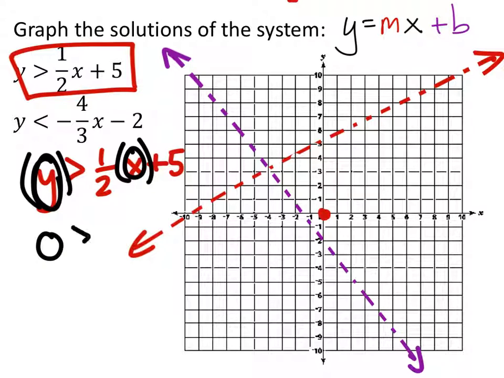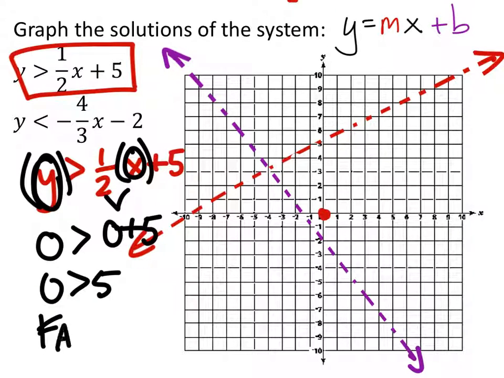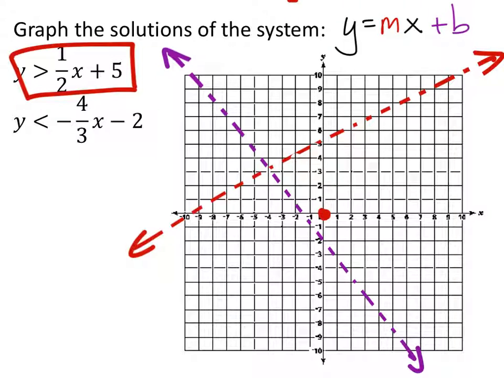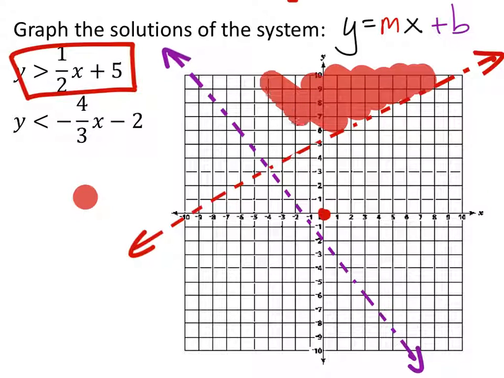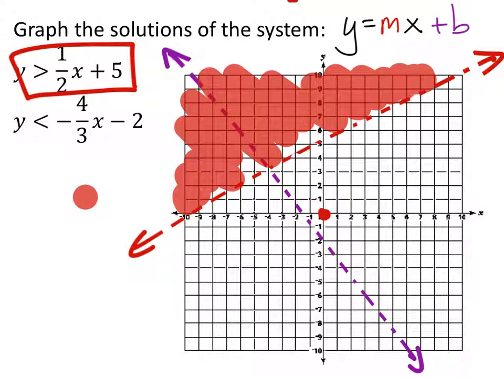So is 0 greater than 1/2 times 0, which is 0, plus 5? So 0 greater than 5? No, this is false here, okay? So the point that I have here gives us a false statement. That helps me to see right away that I need to shade on the other side of that red line. So I shaded red like this, and now I need to work with that purple line there.